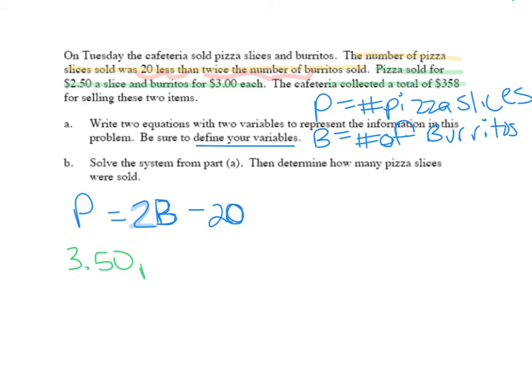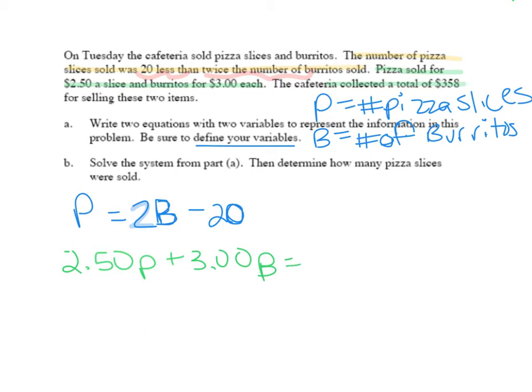$3.50 for a pizza plus, I wrote that wrong, it is $2.50 for a pizza. Excuse my mistake. $2.50 for a pizza plus $3 for a burrito.